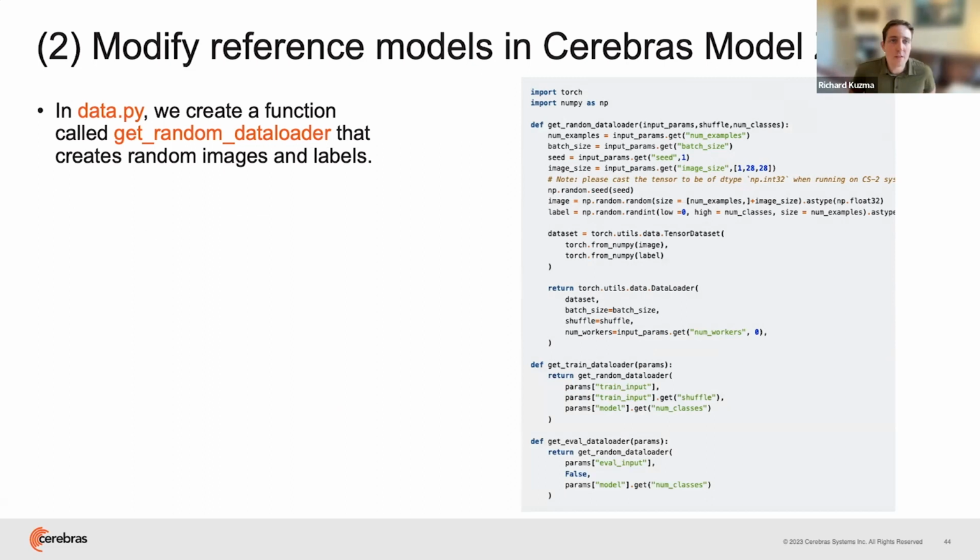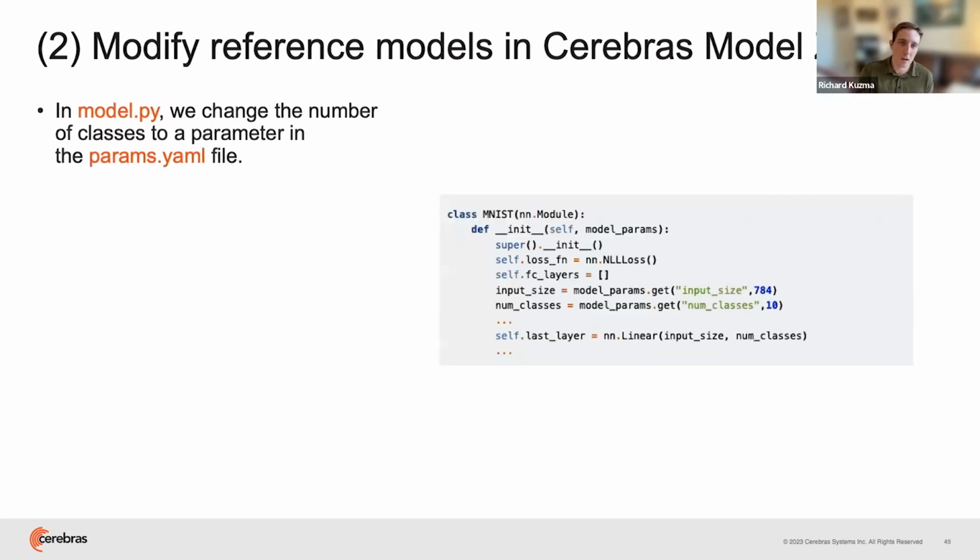All right, so here in data.py, we create that function. It's probably too small to see on many of your screens right now. Oh, thank you for sharing the model zoo repo in the chat. And that function is going to create our random images, create our random labels. We'll then, in the model file, change the number of classes to pull from the parameters file, that configuration YAML.